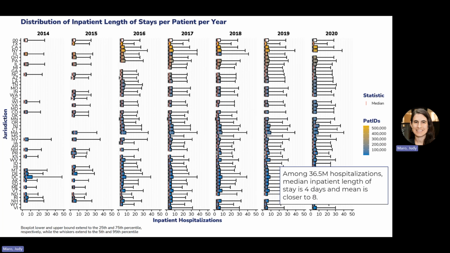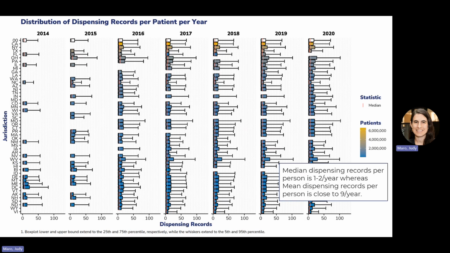Here is a distribution of dispensing records. We've been talking quite a bit about the medical utilization, but in addition, we're very interested in dispensing records as the FDA is very interested in medication use per patient per year. And so median dispensing records per person is 1 to 2 dispensings per year, whereas the mean dispensing records per person is closer to 9 per year.